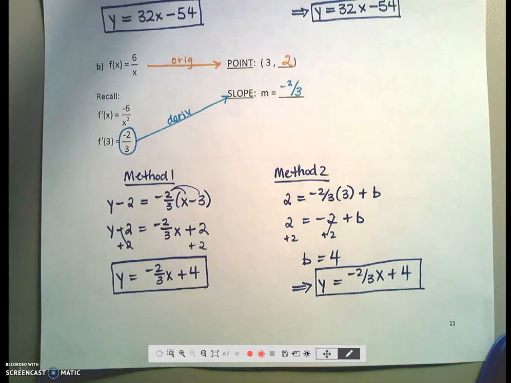If I just ask for the slope of the tangent line, your answer is negative 2/3. If I ask for the full equation, then you have to go through this process. And we're going to see this process more than once throughout this course.